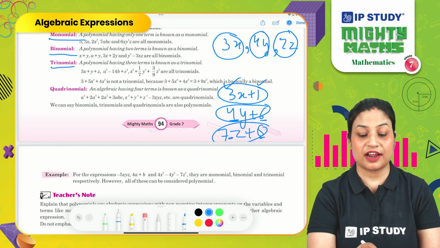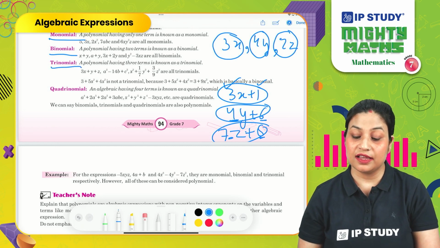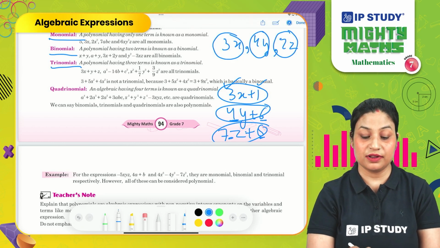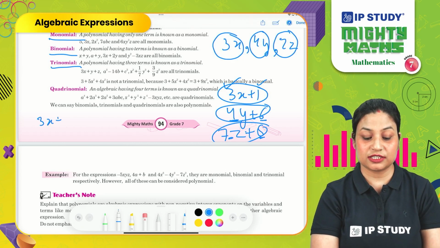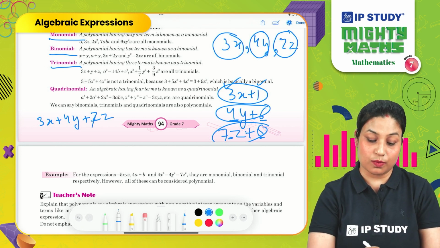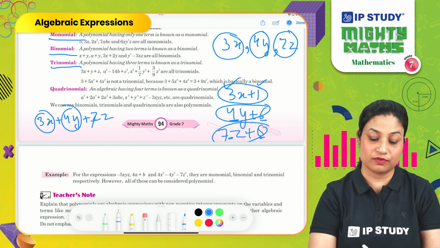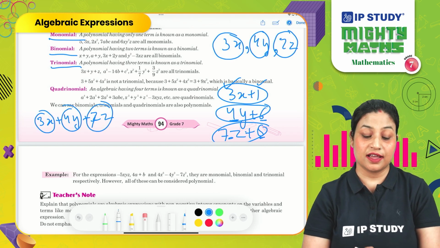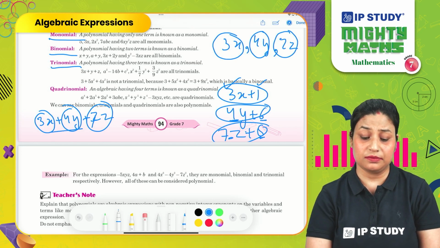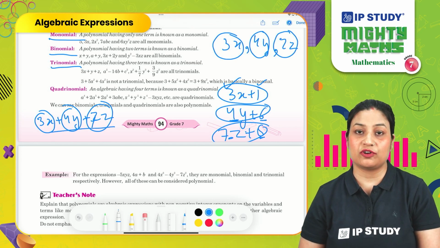Let's see what is a trinomial. As the name is indicating, any algebraic expression having three terms. So let's take an example. Suppose we have 3x plus 4y plus 7z. So here how many terms we have? We have three terms. One is 3x, another one is 4y and another one is 7z. As we have three terms over here, in this algebraic expression, we call it a trinomial.